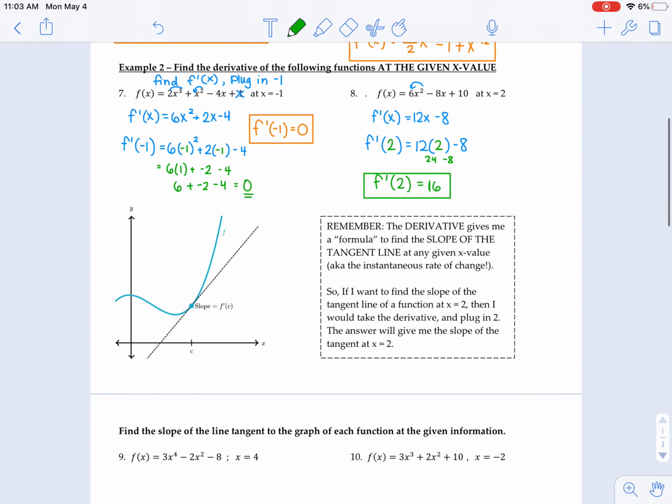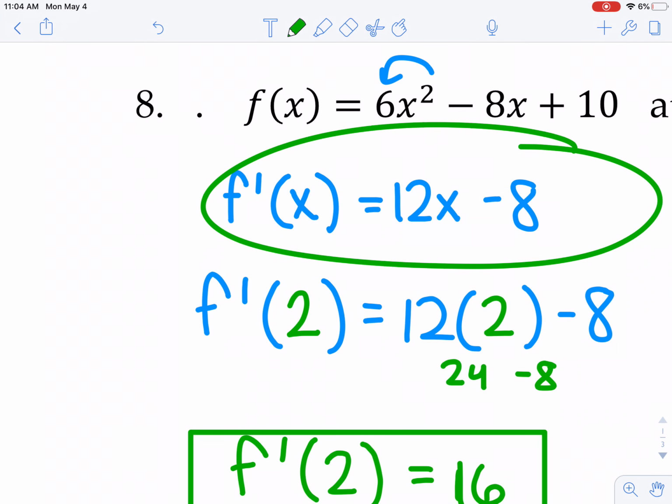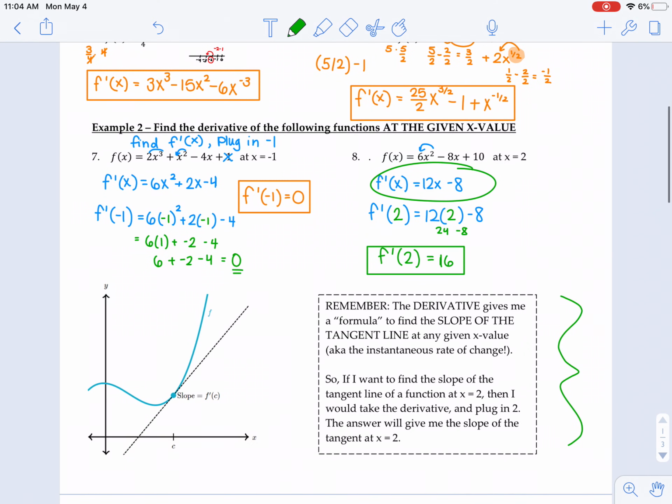All right, so that's what this says here. Remember, what the derivative actually gives me is a formula, okay, to find the slope of the tangent line at any given value, at any given point. Okay, so I think of it as a formula. So I can use that formula to find the slope of this function at 1, at 2, at 3. I would just plug into the formula. Okay, you're fine. So the derivative is a slope formula, okay? And it's the slope of the tangent line at a given point.